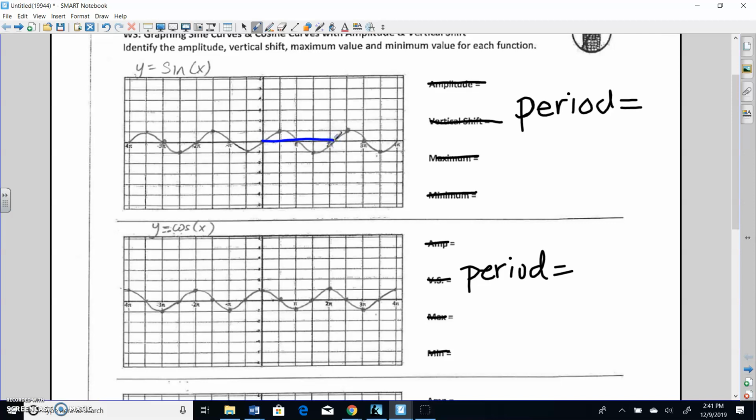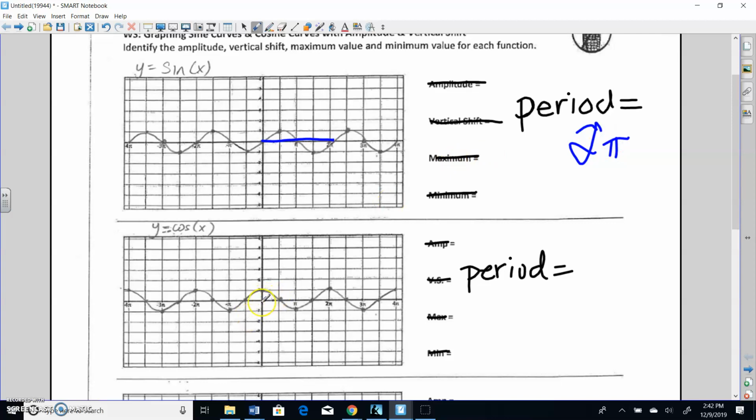Does it start over now? So here we go, up, down, back to the axis, and then I would go up, down, back to the x-axis. So this is the distance it takes to repeat. What is that distance on the x-axis? 2 pi. So the period of the sine function is 2 pi. We'll write that down in just a second.